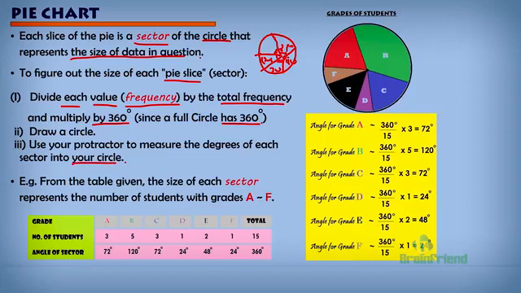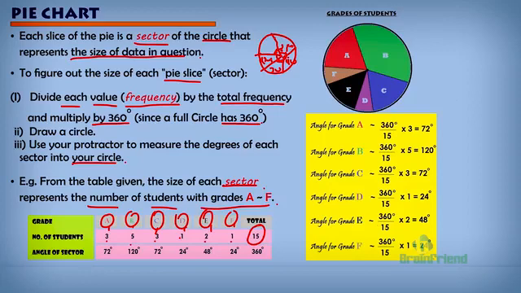Let's take a typical example. From the table given, the size of each sector represents the number of students with grades A to F. So we have grade A, grade B, grade C, grade D, grade E, and grade F. 3 students got grade A, 5 students got grade B, 3 students got grade C, 1 student got grade D, 2 students got grade E, and 1 student got grade F. In total, we had 15 students. This 15 is gotten by the summation of 3 and 5 and 3 and 1 and 2 and 1.